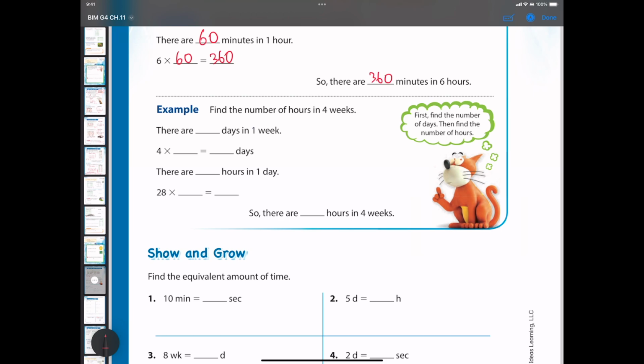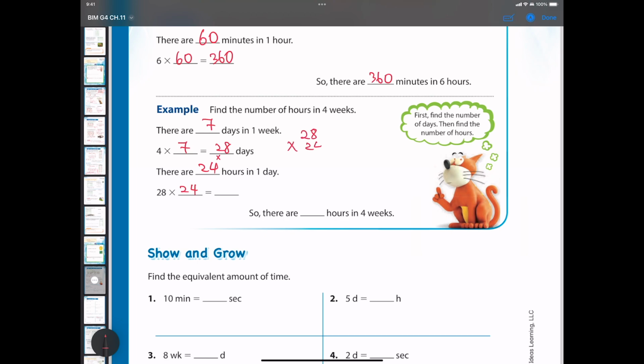Find the number of hours in 4 weeks. How many days are in 1 week? 7 days. And for 4 weeks, how many days are there? 7 times 4 is 28. And there are how many hours in 1 day? Yes, 24 hours in 1 day. Multiplied by 28. Is equal to what?